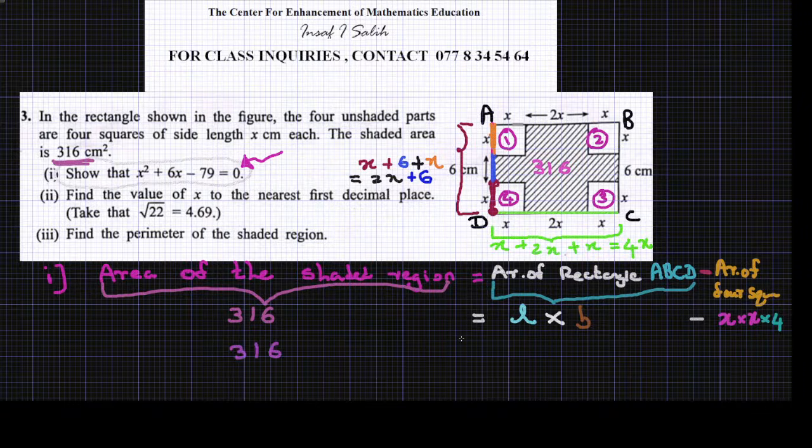316 is equal to, what's the length of the rectangle ABCD? We have taken it as 4x. So 4x times, what's the breadth? We have found a while ago, we wrote it down, that is 2x plus 6. So length times the breadth, so 4x times 2x plus 6.